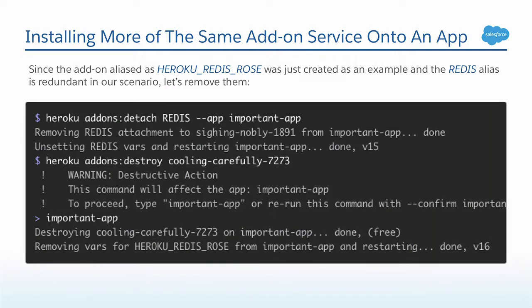By using the Heroku add-ons:detach command, we remove the Redis attachment from the important app. By using the Heroku add-ons:destroy command, we remove, or deprovision, the Redis add-on from the important app.